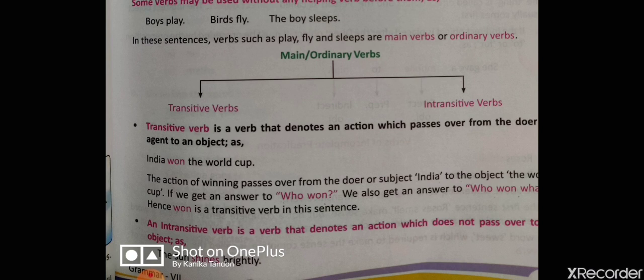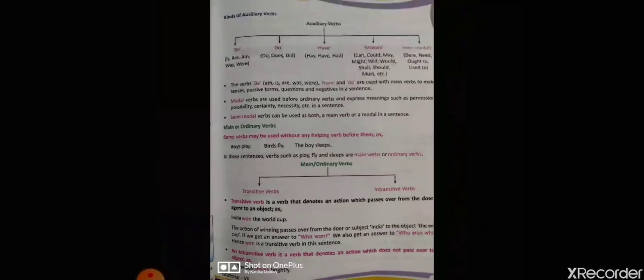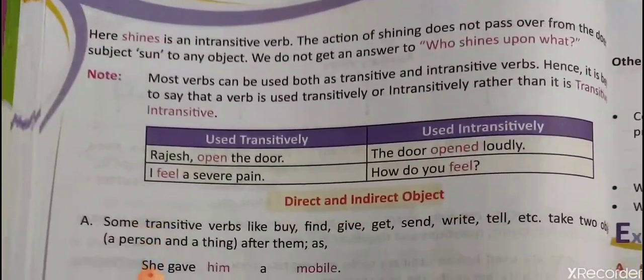Now intransitive verbs denote an action which does not pass over to an object, and in this there is no object. Here also the action is done by the subject only, but the action does not pass on to the object. So basically here shine is an intransitive verb. The action of shining does not pass over to the subject sun or to any object. We do not get an answer to who shines upon what.